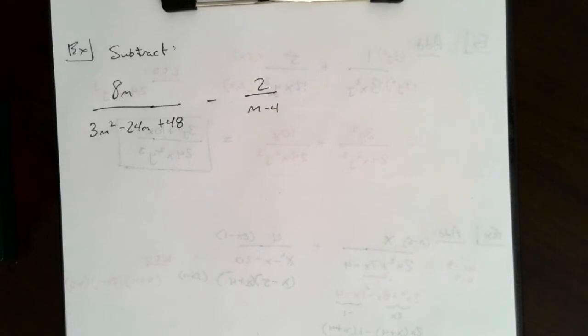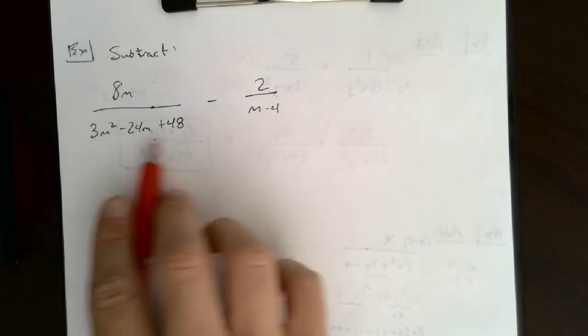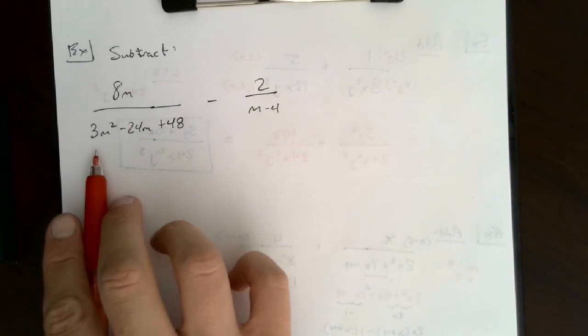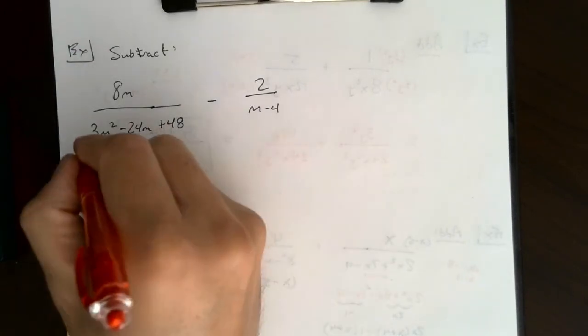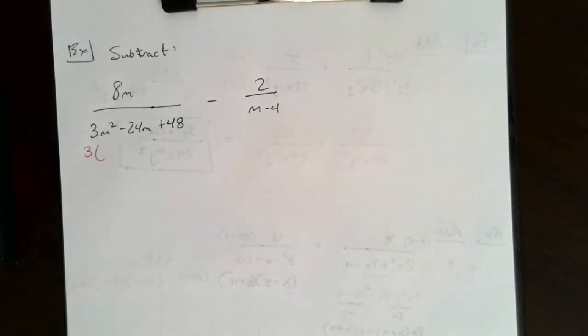To look at this here, first thing you want to do, remember, if you're adding or subtracting rational expressions, is factor the denominators completely and then find an LCD. So to factor this denominator completely here, first off, is there a GCF? In this case, there is a greatest common factor. It's 3, so you want to factor 3 out, right? Because 3, 24, and 48 all have a common factor, 3.